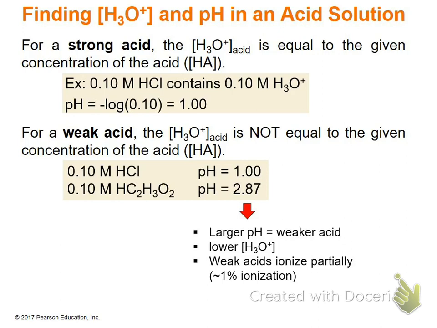So the acetic acid here has a larger pH because it's a weaker acid. It didn't generate enough hydronium ion, so it has a lower hydronium concentration. And we know for a fact that weak acids only ionize partially, about 1 to 2%. That's why the pH is greater than that of the strong acid, hydrochloric acid.